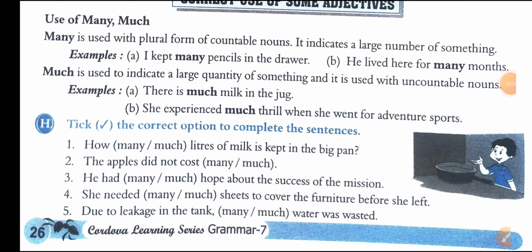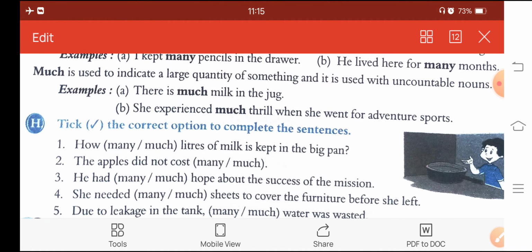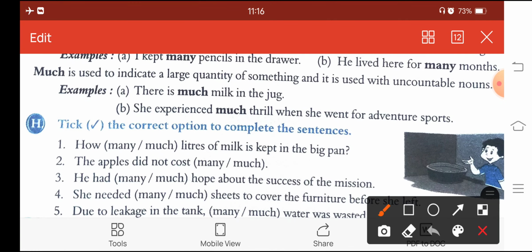First is: how many or much liters of milk is kept in the pan. So here you can see liters is given. Liters is countable, because liters is already given. We don't look at milk, that is afterwards. Milk is here, liter is here. So liter is countable. So here you will write many. How many liters of milk is kept in the big pan?